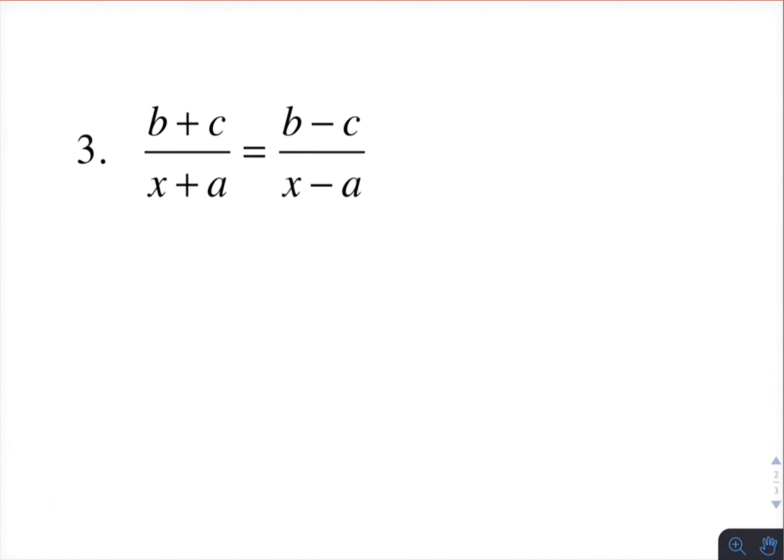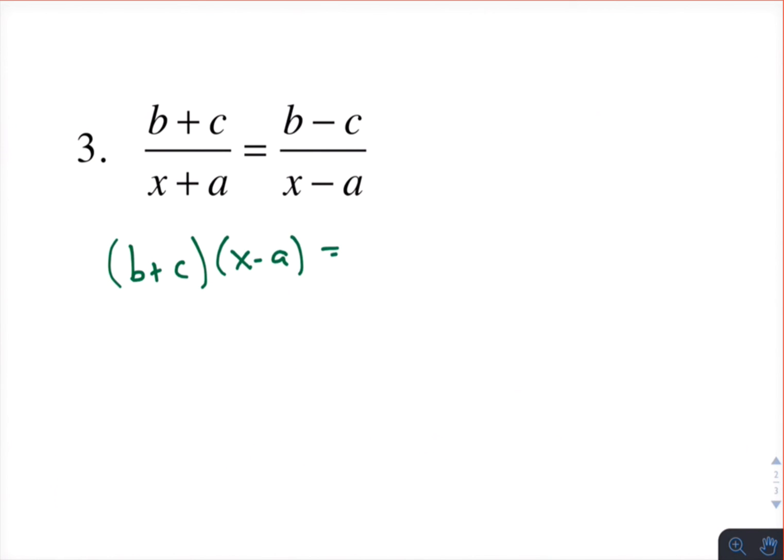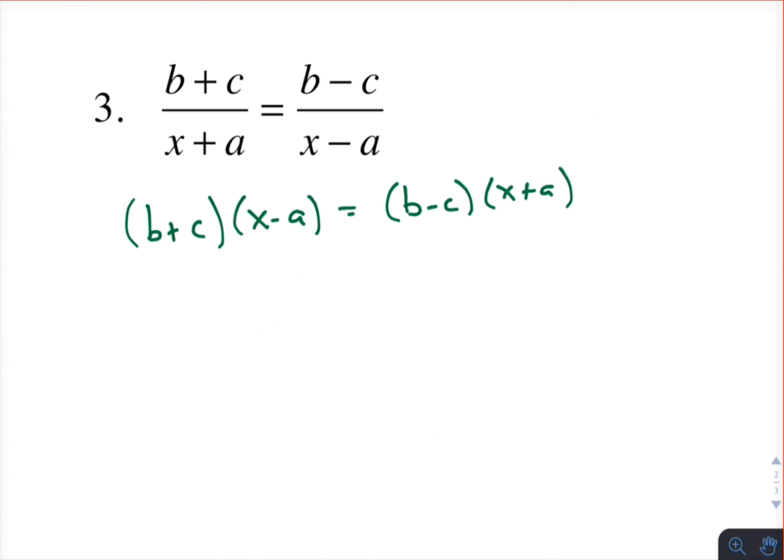Okay, this one here, a fraction equal to another fraction, we're just going to cross multiply. And remember, we are solving for x. So a, b, and c are actually considered constants here. x is the only variable. x minus a equals b minus c times x plus a. And so let's FOIL these out.